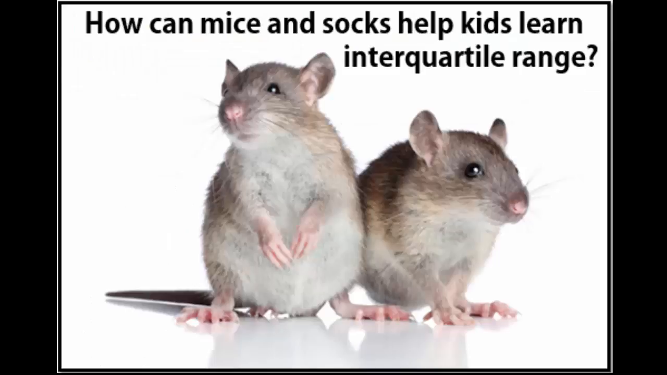In this lesson, you've learned how mice and socks can help you learn about interquartile range. Order the values from low to high. Find the median. It's as easy as pie. Find the median of the lower half, next the upper half, and another middle to pass. Subtract low from high, and you will find the IQR without losing your mind.